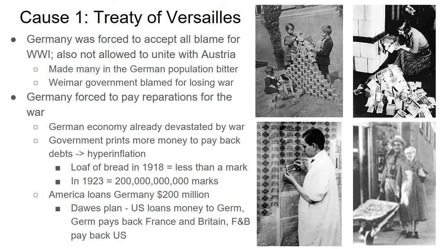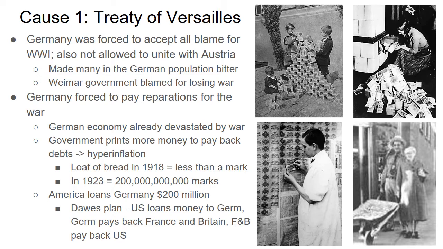So, the German economy is in the toilet. There is a brief glimmer of hope. The United States comes up with something called the Dawes Plan, wherein they offer to loan Germany $200 million. And by loaning them this money, Germany is able to have a stable currency that they can use to pay back Britain and France.